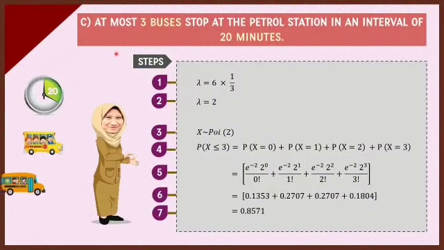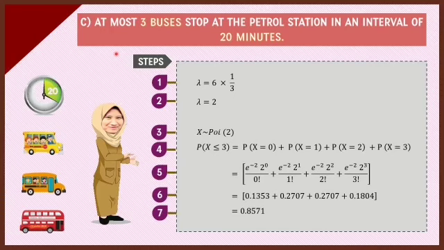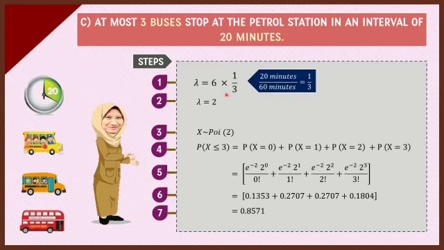For the last question, at most 3 buses stop at the petrol station in an interval of 20 minutes. As we can see here, the time is different, so we need to get a new mean. If the average of 6 buses stop in 1 hour, so what about in 20 minutes? In order to find out how many buses stop, we need to divide 20 by 60 minutes and we will get 1 over 3. So we need to multiply 6 by 1 over 3 and then we will get 2, which is the new mean.